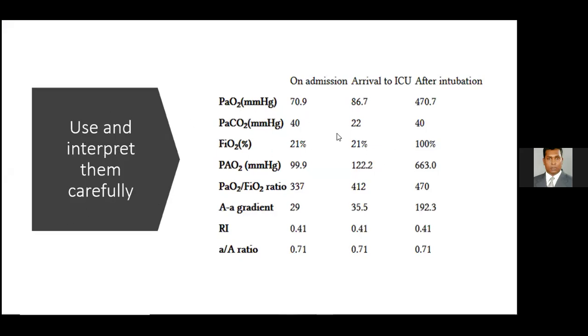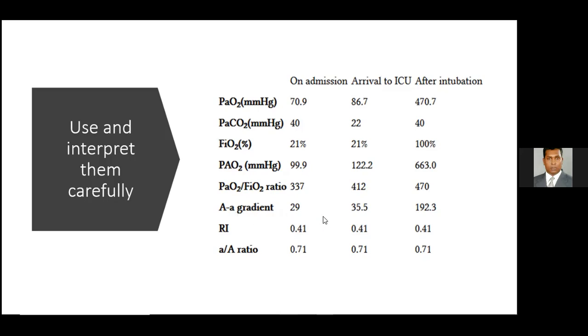Just to highlight some errors that you might get into whenever you look at these values. These are gases of a patient on admission, arrival at ICU, and after intubation. Just look at a few things. You can see the PaO2 has consistently improved, FiO2 of course has gone up, and carbon dioxide is almost the same. Because the FiO2 has gone up, you can see that the PF ratio has increased, which indicates that for the amount of FiO2, the PaO2 is higher when we compare admission to intubation.